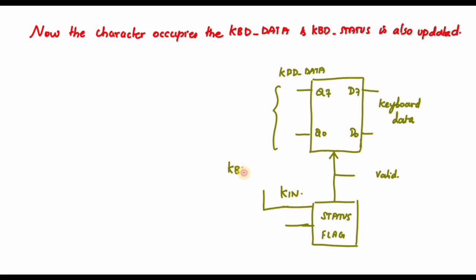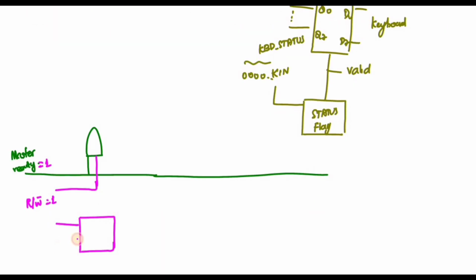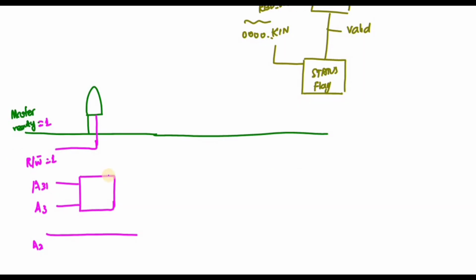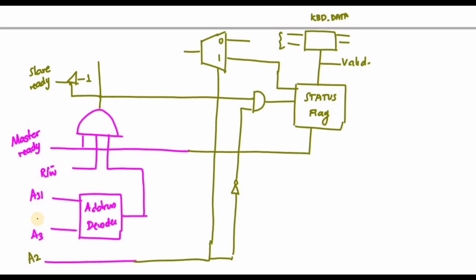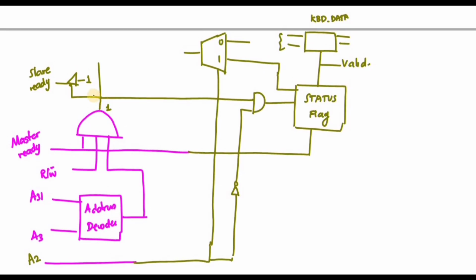the read/write signal must be equal to 1. Then it has to send some address, right? So the address decoder is from A3 to A31. Why is it not from A0 to A31? Because the A0 and A1 pins are not used here, and the A2 pin decides: whenever the A2 pin is 0, the KBD data will be sent to the processor. Whenever the A2 pin is equal to 1, we can know the status of the input interface.